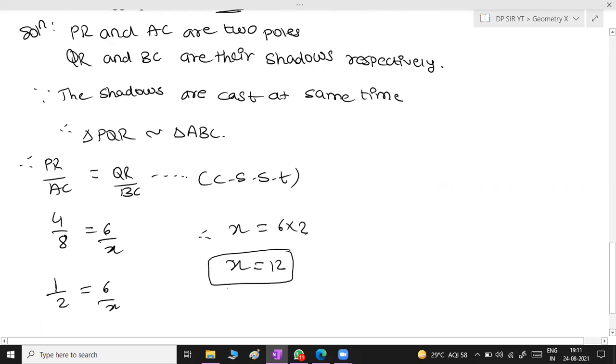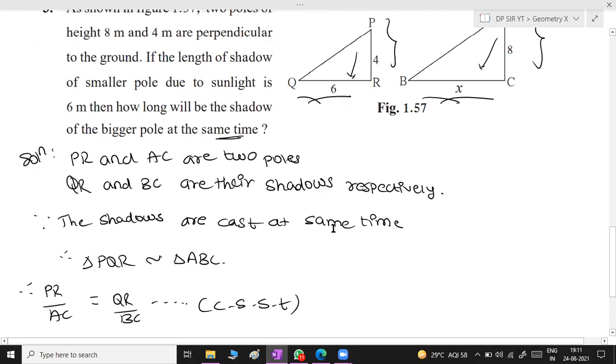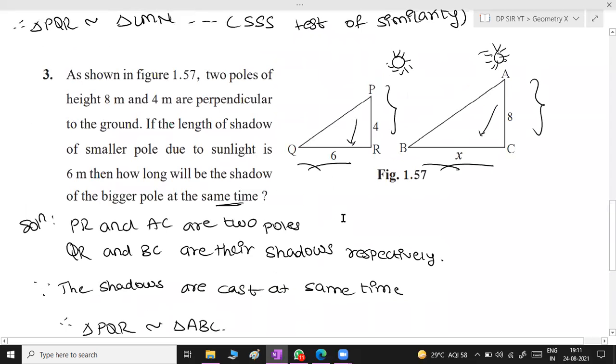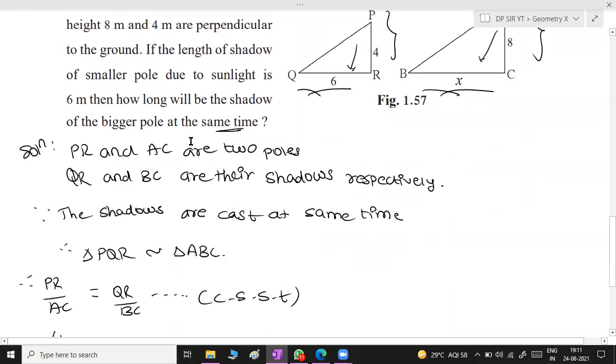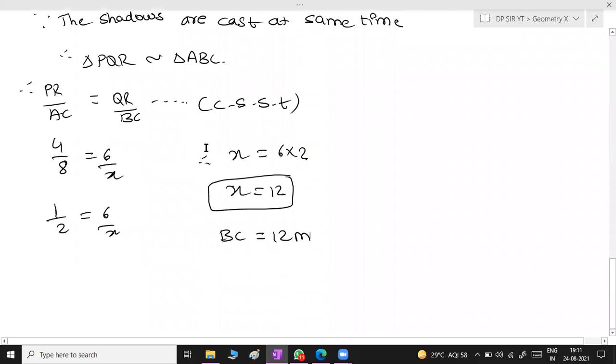X is BC, so BC is equal to 12 meter. Mind you, it's meter since the question gives meters, if I'm not wrong. Yes, it is given. So if you solve till here, and if this question is for 2 marks, you will get 1.5, since a final answer statement is expected here as well. So just write down the final answer statement. I have a lot of space on the side, so I am writing it here.